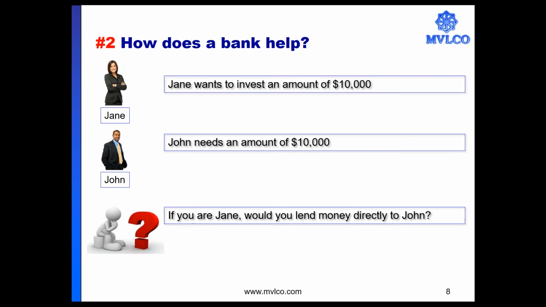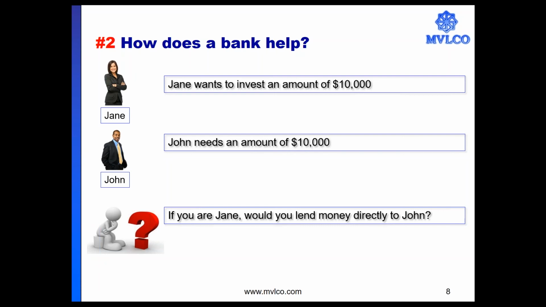Second point, Jane wants to invest money for 1 year. John wants it for 2 years. This is called the maturity mismatch. Again, the deal would not happen. Jane wants to invest an amount which is different than $10,000, more or less, 8,000 or 15,000, but John needs 10,000. This is called the amount mismatch. Again, the deal would not happen. So because of such reasons, Jane may not want to invest and give the money directly to John.